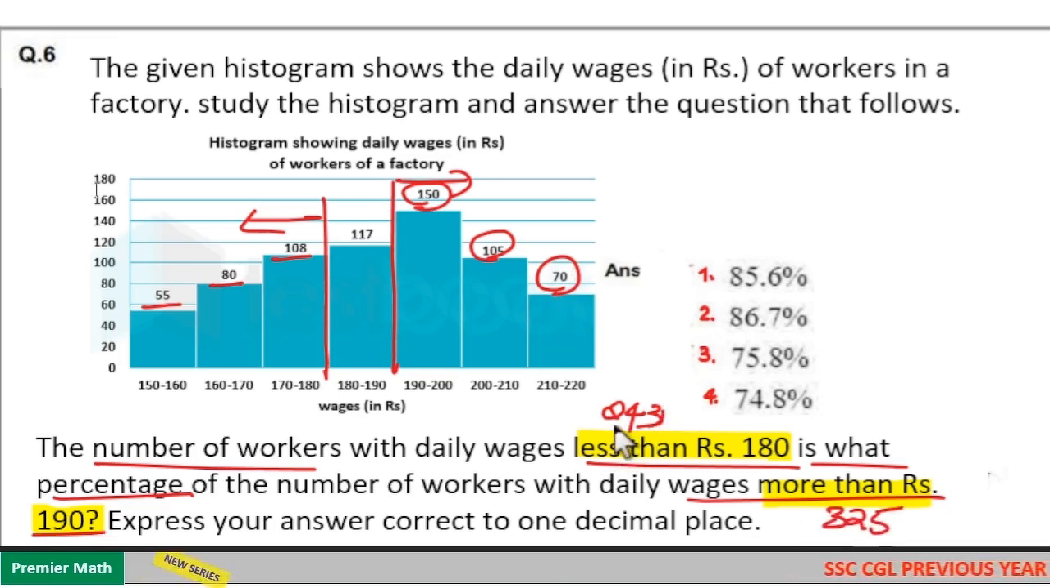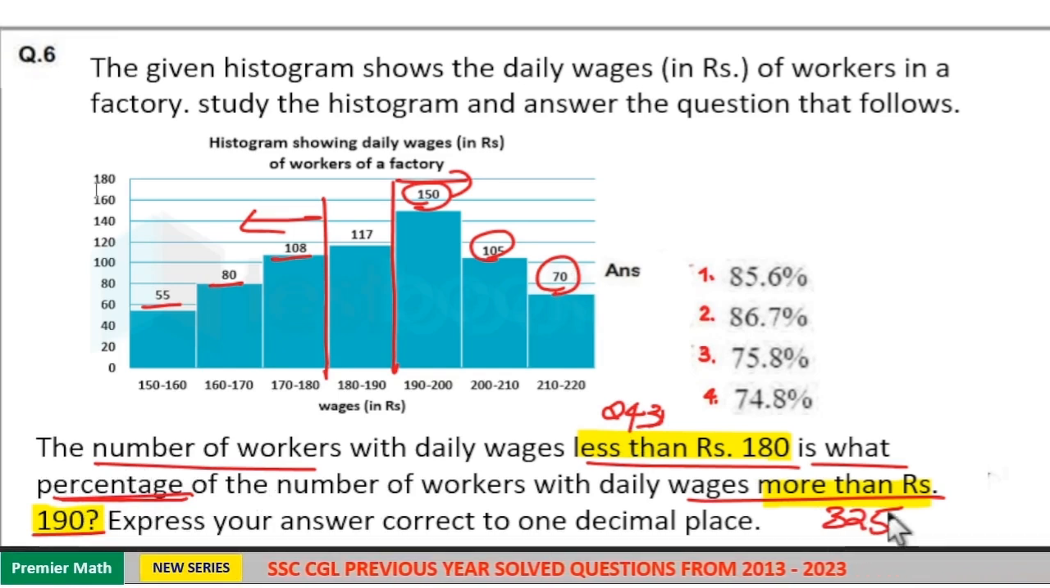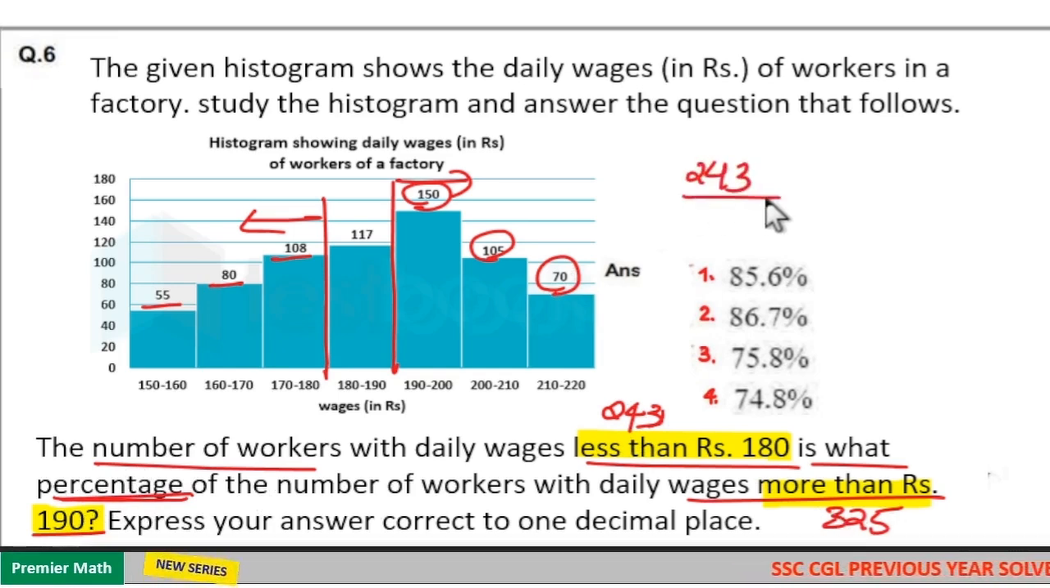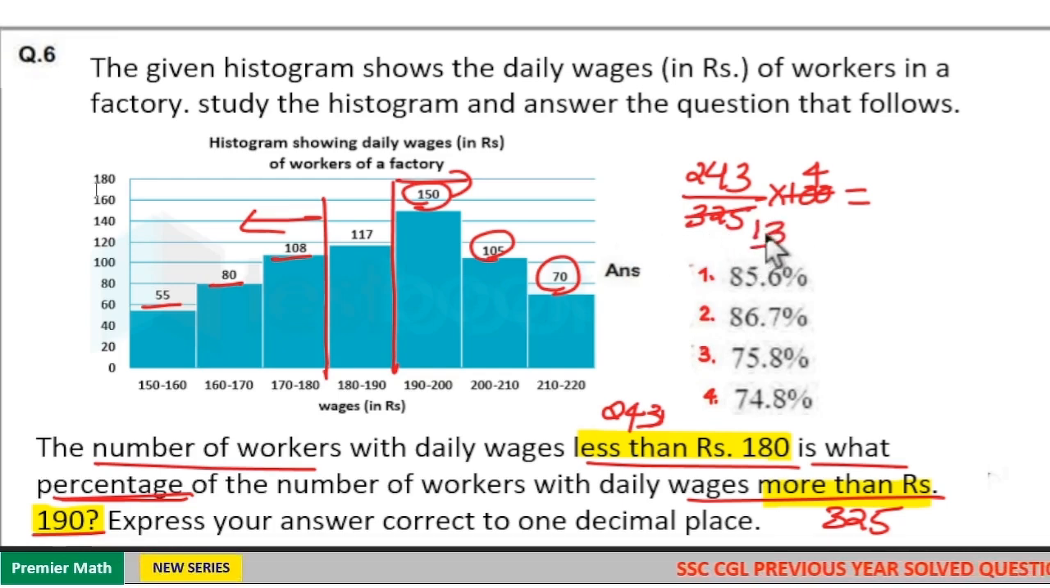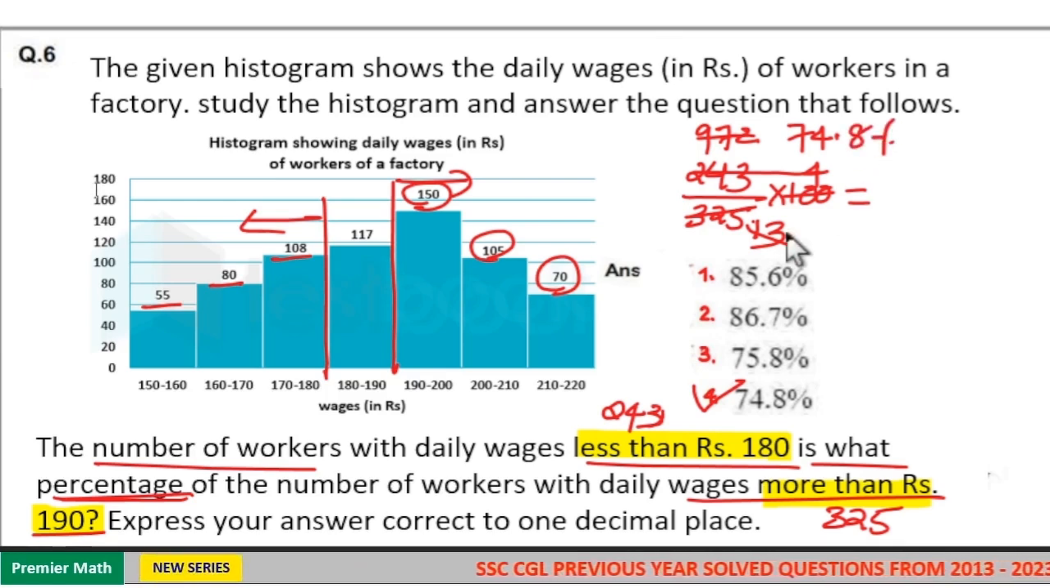So we have to find out 243 is what percentage of 325? Which is equal to 25 goes 4 times in 100, 25 goes 12 times in 300, so 13 times in 325. 4 into 3, 12, 4 into 4, 16 plus 1, 17, 4 into 2, 8 plus 1, 9. So 13 goes 7 times in 91, remaining 62, 13 goes 4 times in 52. So this is 74. Option 4 is your answer, 74.8%.